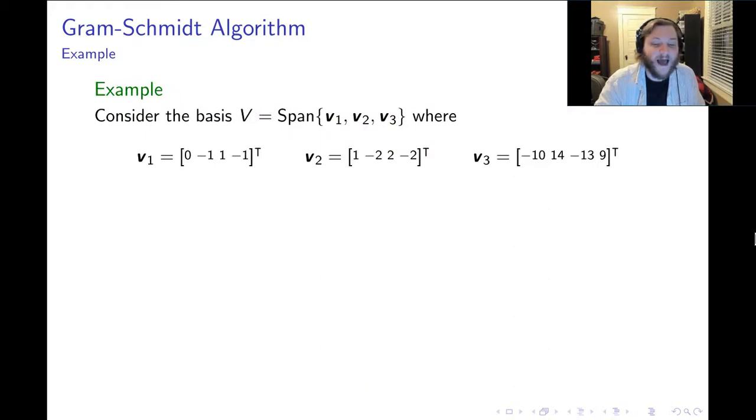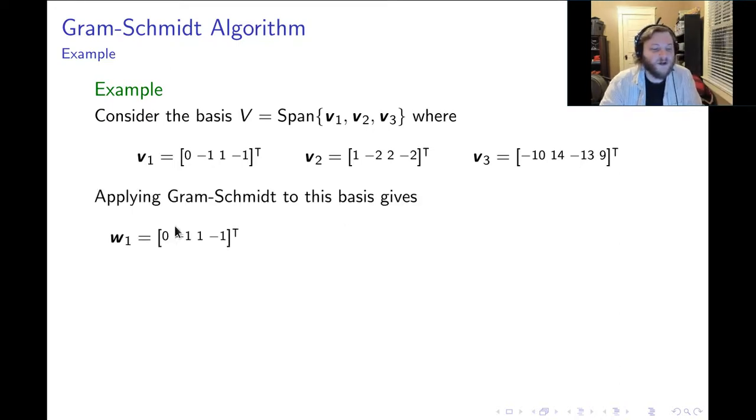So let's see the algorithm play out in an example. Here, I'm studying a three-dimensional vector space V, and the vectors that I have as my basis are v1, v2, and v3, as written here. Let's apply the Gram-Schmidt algorithm, which again will come in two stages. We'll construct w1, w2, w3. That will give us a mutually orthogonal basis of this vector space. And then we will normalize those w's to get q1, q2, q3, which gives us an orthonormal basis of this vector space. So let's recall the algorithm. The first thing we do is we define w1, and w1 is easy because it's just equal to v1.